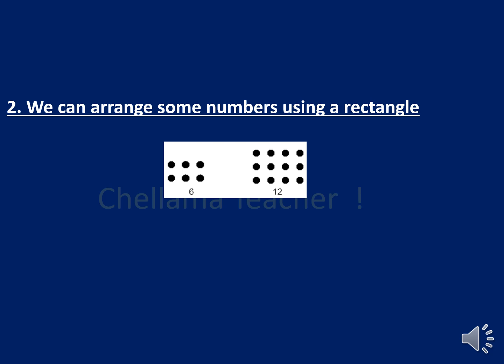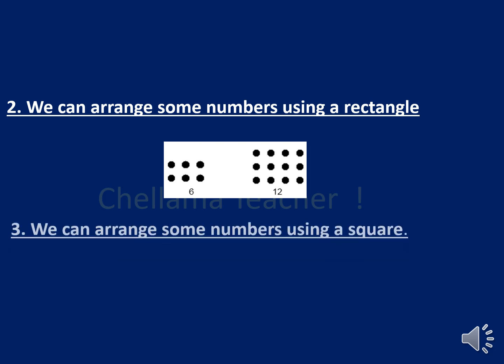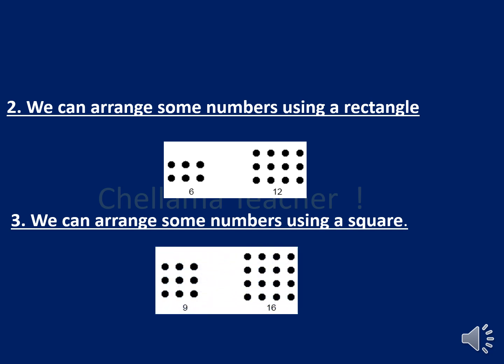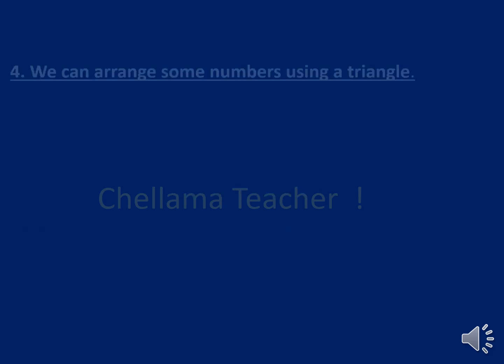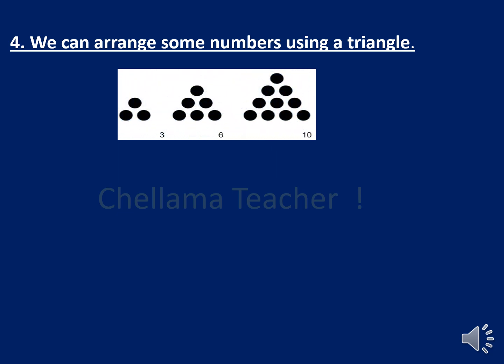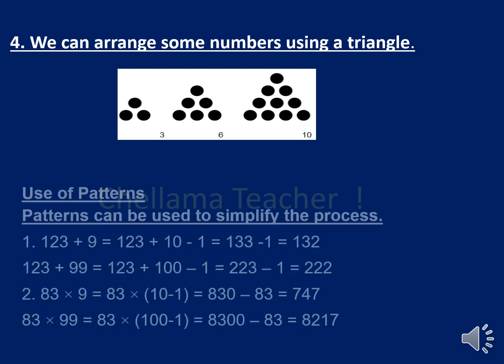In another one, there are 12 dots. They are arranged in 3 by 4 method, so it's looking like a rectangle. Next, we can arrange some numbers using a square. Here is one example. 9 dots are arranged in 3 by 3 manner. 16 dots are arranged in 4 by 4 manner. The next one is, we can arrange some numbers using a triangle. For example, 3 dots, 6 dots and 10 dots are shown like a triangle arrangement.